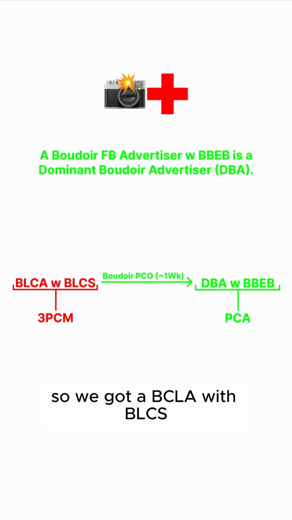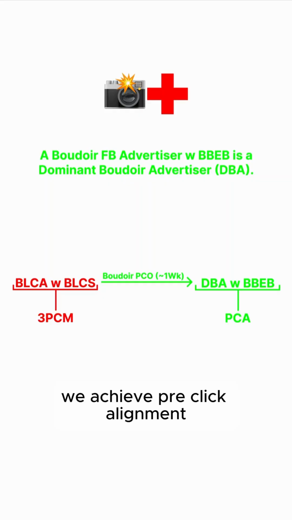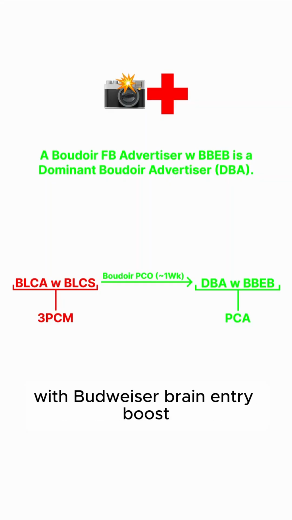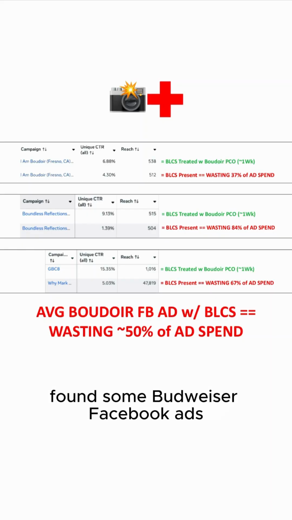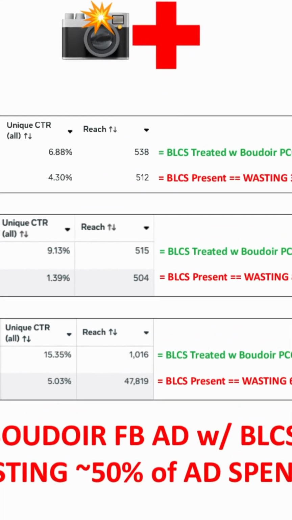So we've got a BLCA with BLCS, caused by the 3 pre-click mistakes. We treat it with Boudoir Pico, takes about a week. We achieve pre-click alignment, and we become a dominant Boudoir advertiser with Boudoir brain entry boost. That's the universe. So in my residency, I went in, found some Boudoir Facebook ads, brought them back to the hospital, tested them, patched them up.